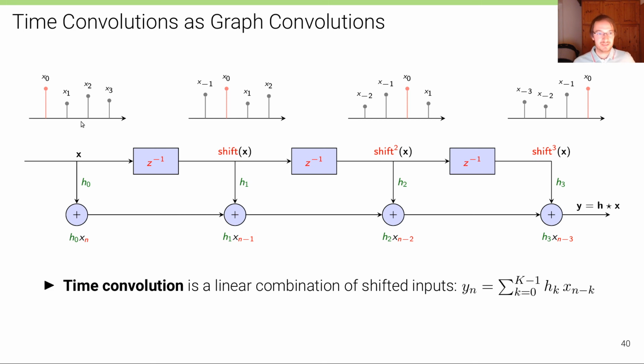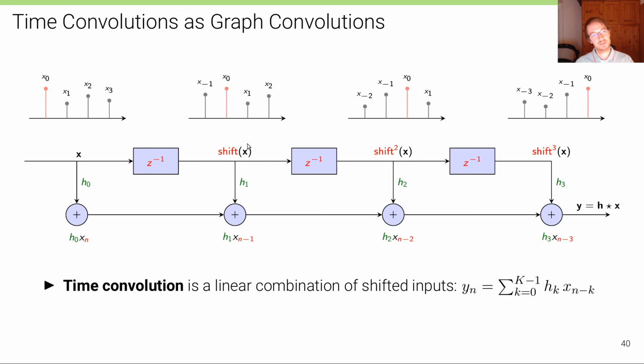So what that means is that we need to shift the signal, which is happening here. So we see how we shift this signal at location 0 to the first location, second location, third location, and so on. This is indicated here by this shift operation.